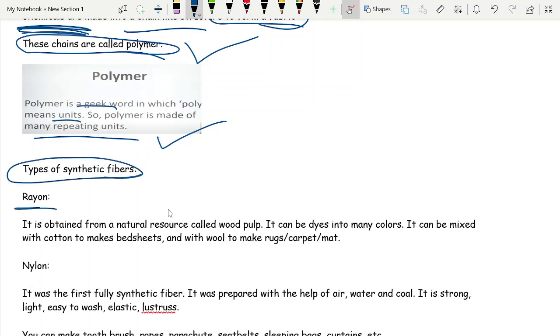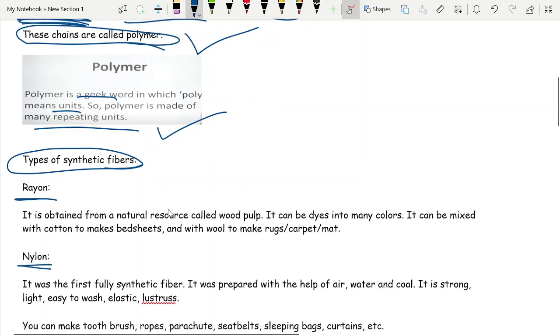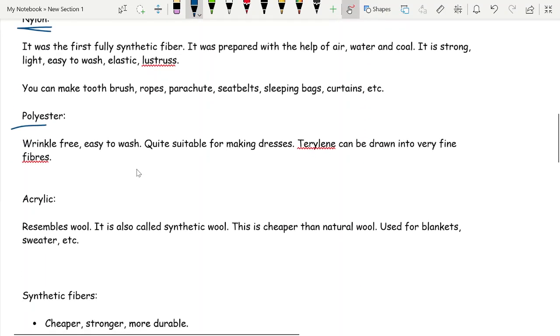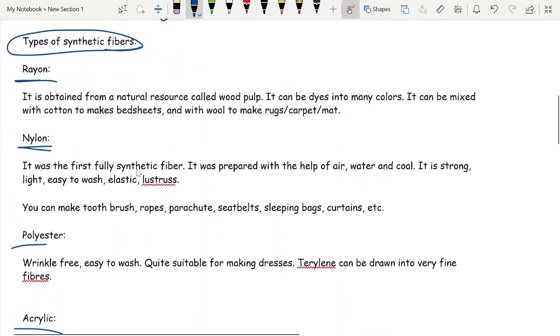Rayon is one, nylon is one, polyester, and acrylic. So, Rayon is obtained from a natural resource called wood pulp. Now you might be like, wait, we just got it from a natural resource. Then why is it a synthetic fiber? Well, yes, that's a very great question because that's what I got to wonder. Now that wondering is very good.